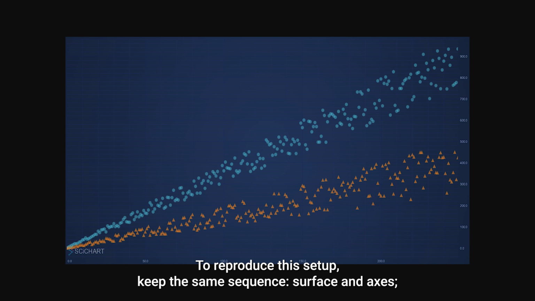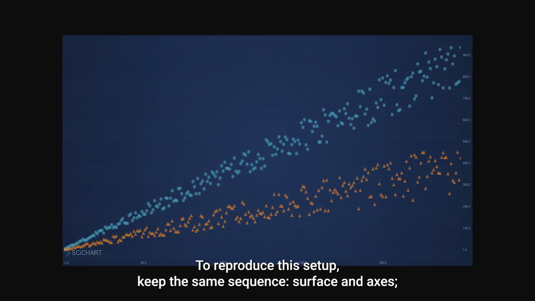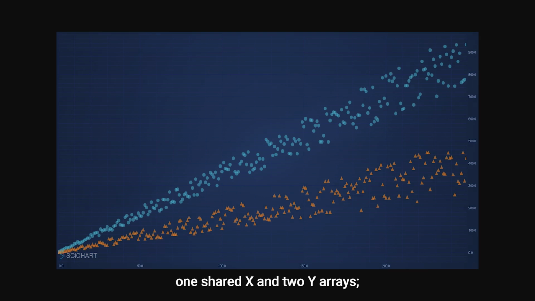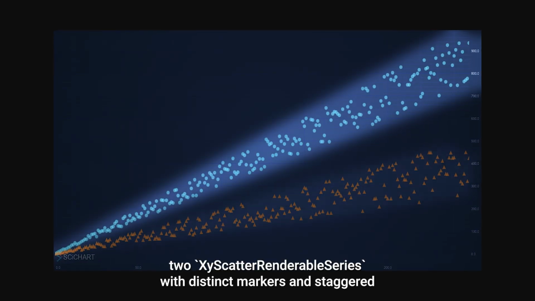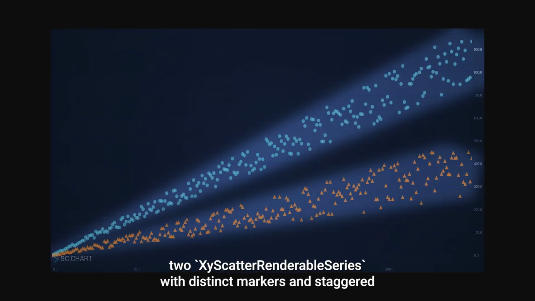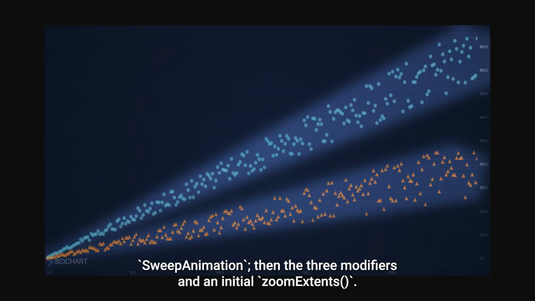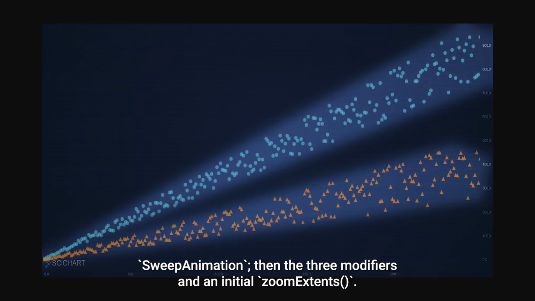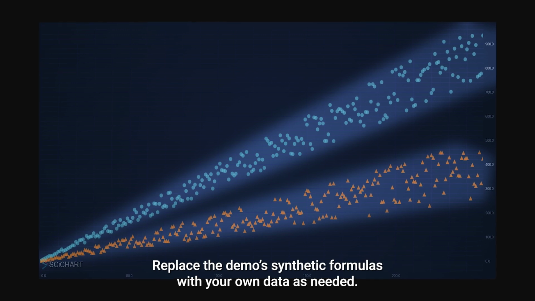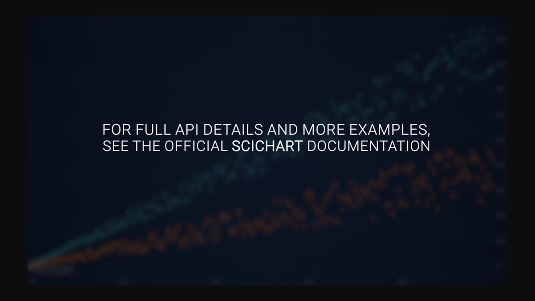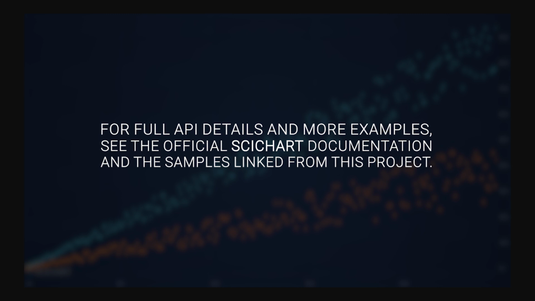To reproduce this setup, keep the same sequence: surface and axes, one shared X and two Y arrays, two XY scatter renderable series with distinct markers and staggered sweep animation. Then, the three modifiers and an initial zoom extents. Replace the demo's synthetic formulas with your own data as needed. For full API details and more examples, see the official SciChart documentation and the samples linked from this project.